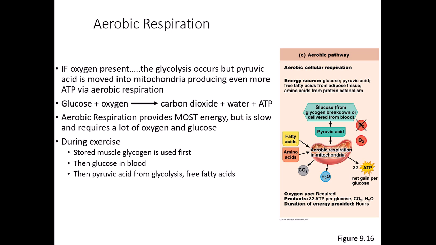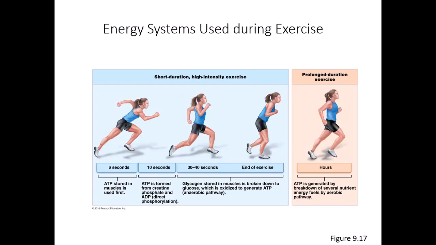So during exercise, we can use glycogen that was stored in the muscle. That's going to get used up first. Remember, glycogen is the stored form of glucose. And then glucose does arrive to our cells through the blood supply. So that would be the likely second source. And then pyruvic acid from glycolysis and free fatty acids can further be used for energy production for the muscle cell. So aerobic respiration, cellular respiration, makes the most ATP for our muscles.